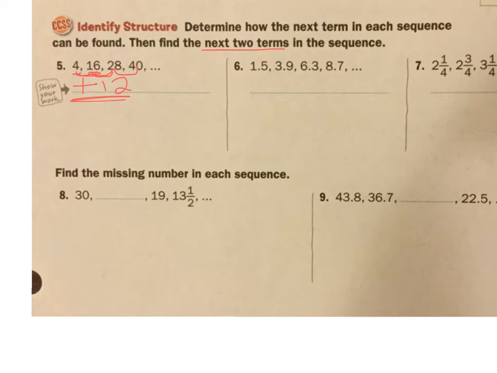Now, if I want to find the next two, 40 plus 12 is 52. 52 plus 12 is 64. Okay? Let's look at this one.